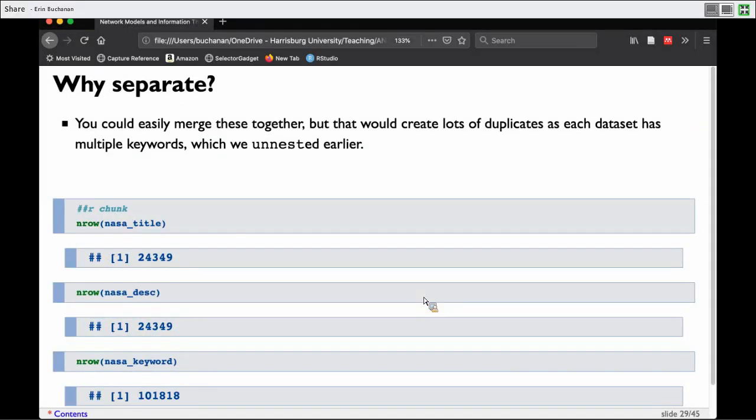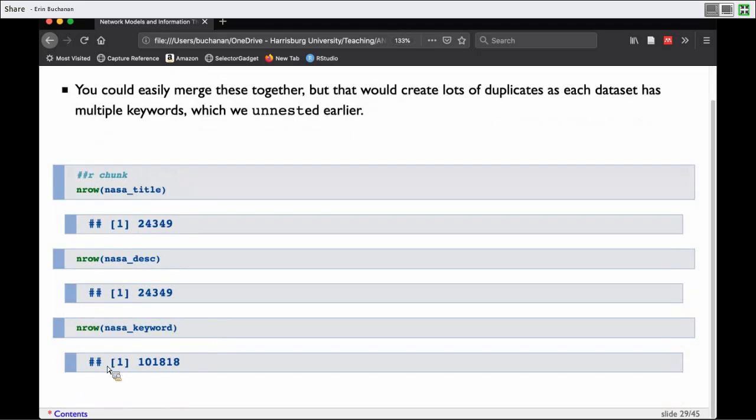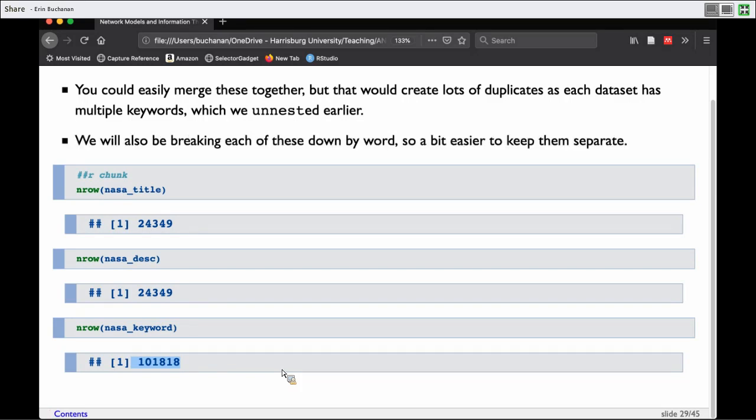Now, unfortunately, that means that I have to keep them separate. Because if I merged them back together, which I could do because I have the ID, what would happen is these 24,000 objects would be repeated because it has multiple keywords for each one. And then that would repeat the titles and the descriptions over and over again, which would inflate the statistics in our network, which we don't need. So we're going to keep them separate.